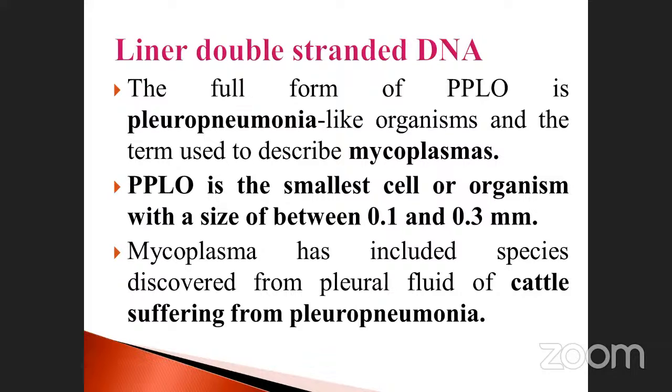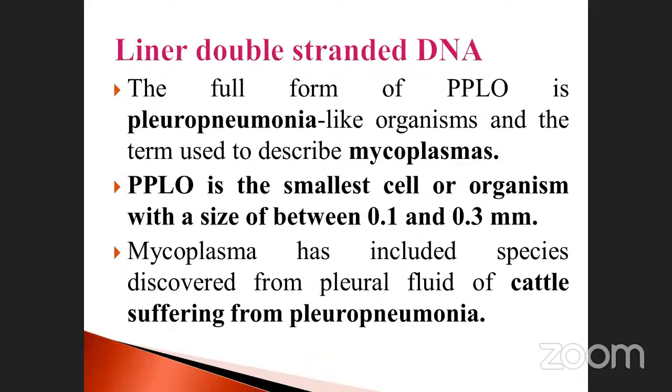Next we will pass on to linear double-stranded DNA. Already we studied the double-stranded helical structure. But now we are going to study the linear double-stranded DNA molecule. Where is it present? Linear means chain, continuous. There is no rotation. There is no twisted format. Only linear aspects only.